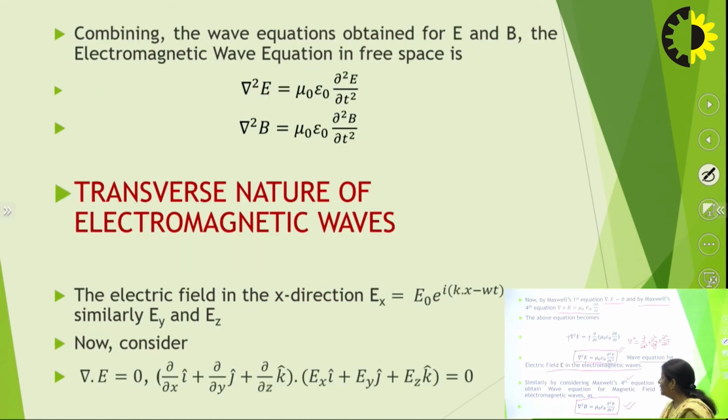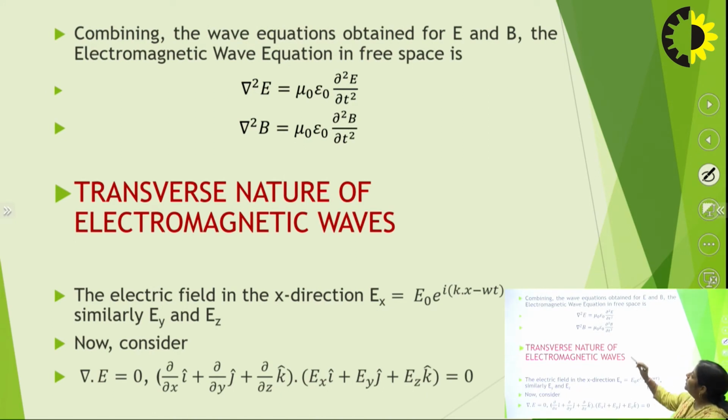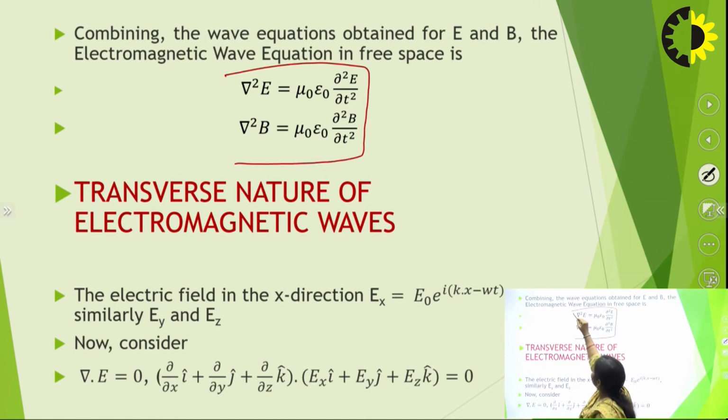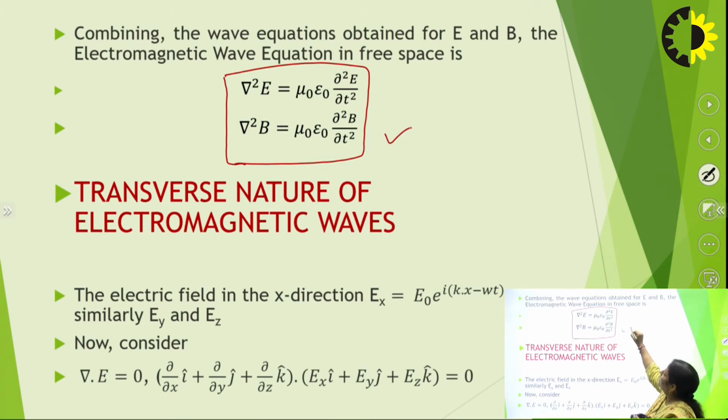All right. So, we have to mention both these equations, and together they will give us the wave equation for the electromagnetic waves in the free space. That is, del squared E is equal to mu naught epsilon naught del squared E by del t squared. Del squared B is equal to this part. All right. So, this is our electromagnetic wave equation in the free space. This is well known in this form.